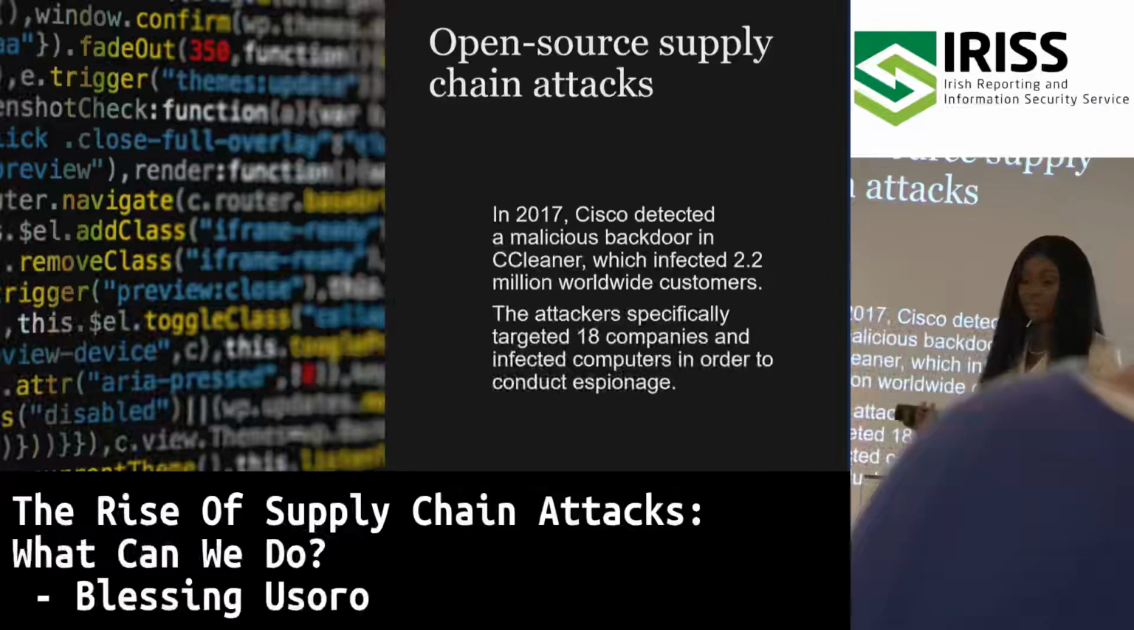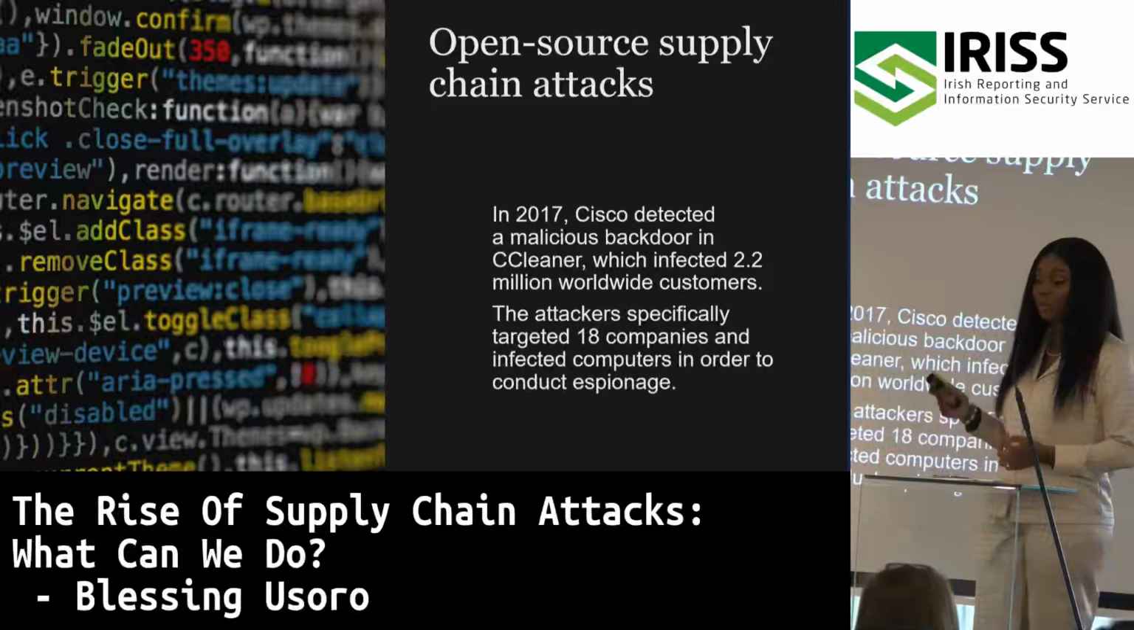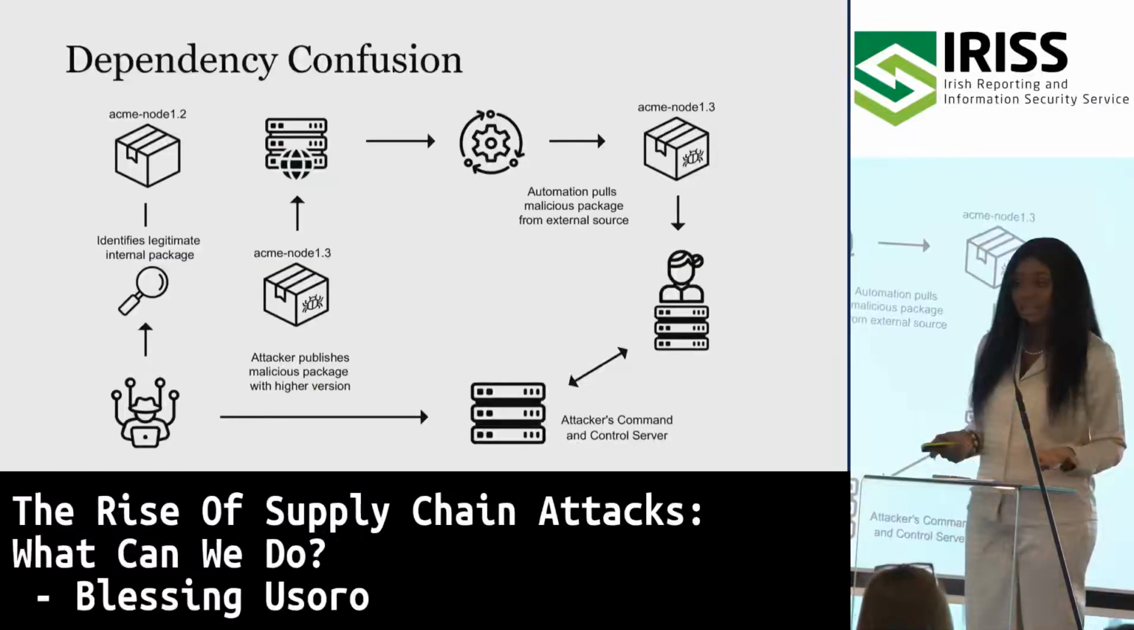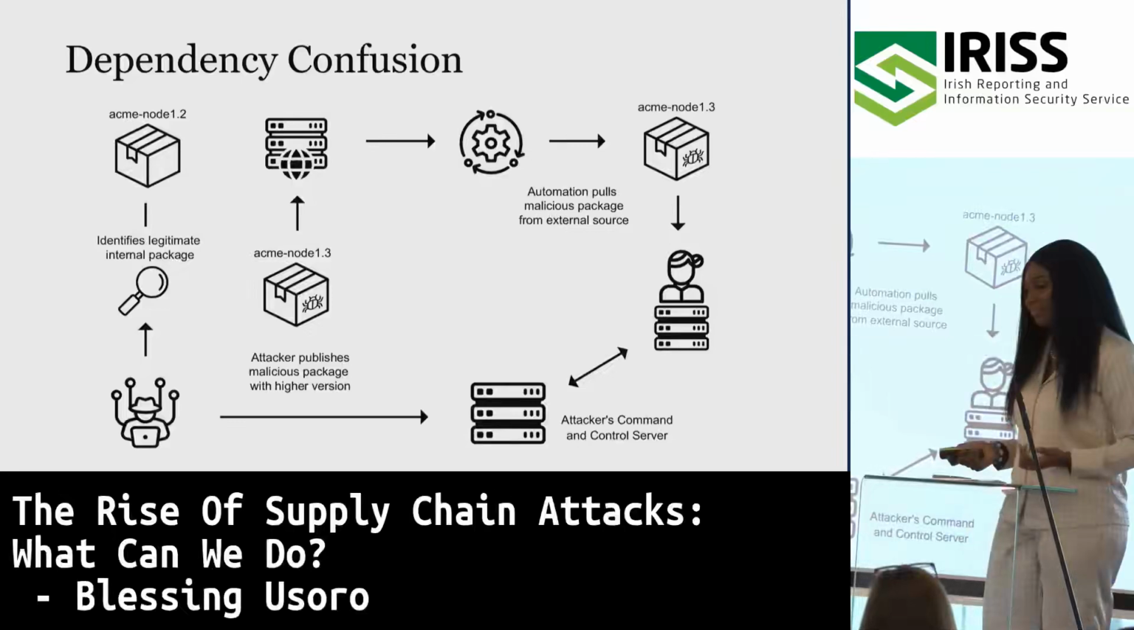So let's look at the different types of attack vectors in open source or software supply chain attack. Dependency confusion. Very, very interesting name.